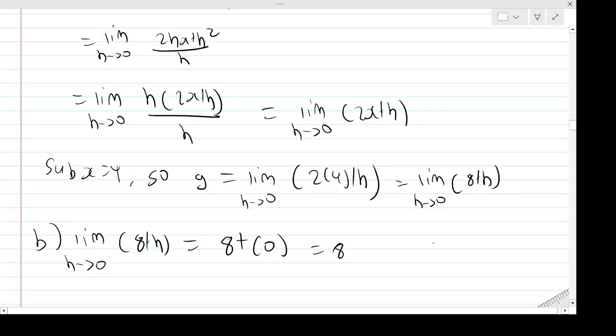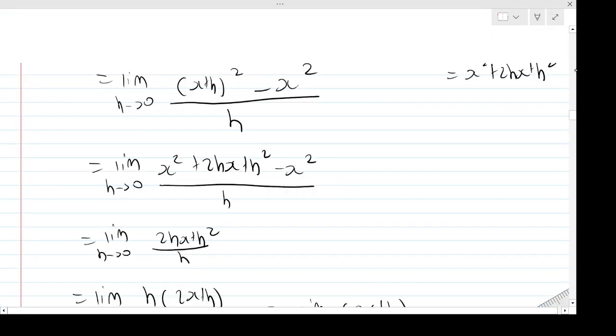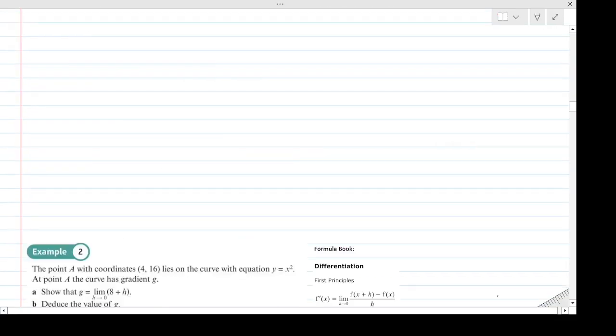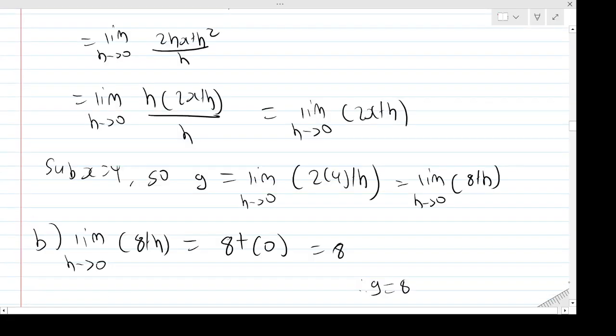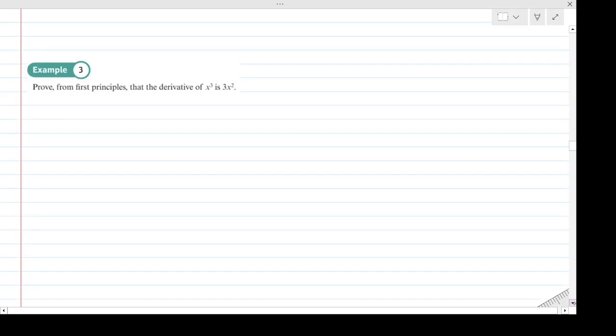So that tells me that the gradient g is 8, and particularly, remember, it's at the point A. So when x is 4, at this point 4, 16 on the curve x squared, at the point A, the gradient of the curve, the steepness, is 8. Right. We're going to look at another example now.